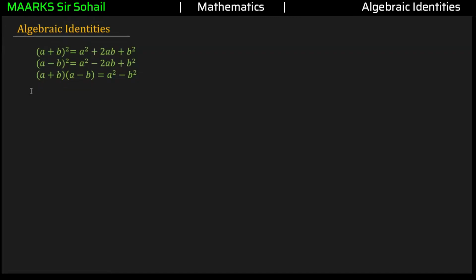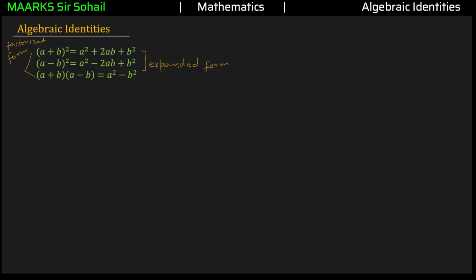And the third identity is (a plus b) into (a minus b), which is equal to a square minus b square. Now one thing which is very important, this right portion is the expanded form, and this left portion is the factorized form. So whenever they ask you to expand it, you need to write the right side of this equation, and when they say factorize, you need to write the left side of the equation.